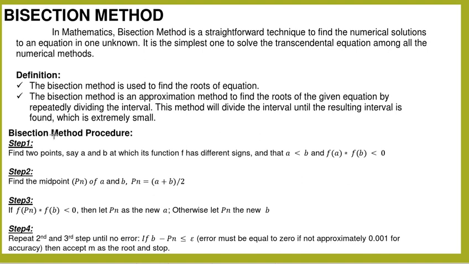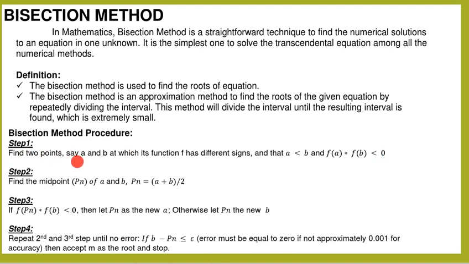So first, to find the roots of a nonlinear equation using bisection method, first thing is you have to find 2 points. Say, meron kayong point A and meron kayong point B at which function f has different signs. So yung function nung point A and point B has different sign. And that A, yung point A natin is smaller than yung point B natin. And yung function of point A natin multiplied the function of point B natin is less than 0. So, yan yung unang gagawin ninyo.